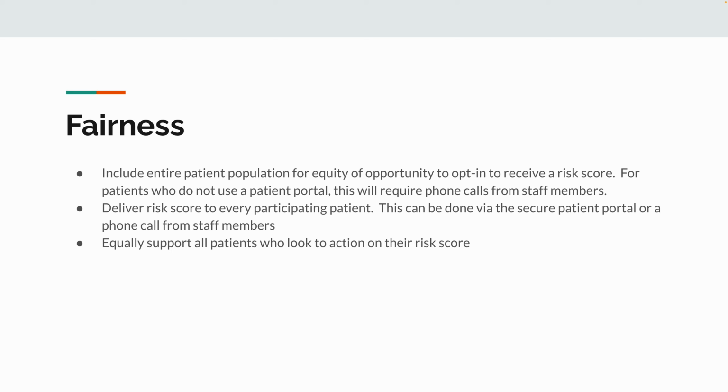On fairness, I feel that we've got a good fairness element here. We're including the entire patient population, so everyone has equity of opportunity to opt in. And for patients who may be excluded because they don't use a patient portal, we'll make sure to have phone calls as an alternative way to communicate the risk score. We'll deliver the risk score to everyone who's participating, and we can deliver this via the secure patient portal or a phone call. And then we want to make sure that we have fairness and equally are able to support all patients who look to take action based upon the risk score.